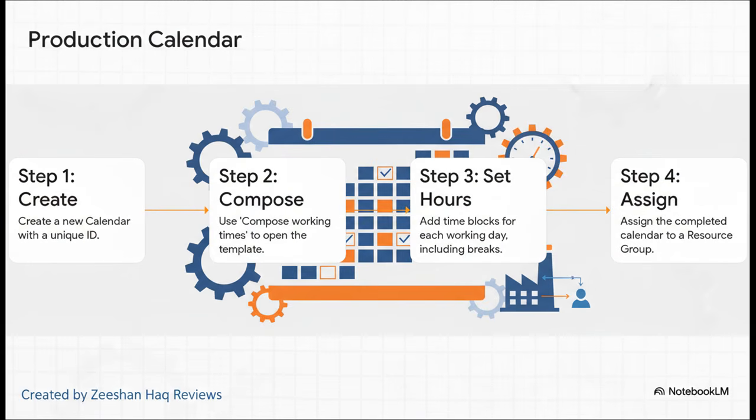A machine can't work 24/7, right? So we need to give it a calendar. This defines its exact working hours, including breaks. And you might be wondering, why does this matter for cost? Well, it's absolutely essential for accurate scheduling and capacity planning. The system won't just calculate what a job costs, but also when it can realistically get done.